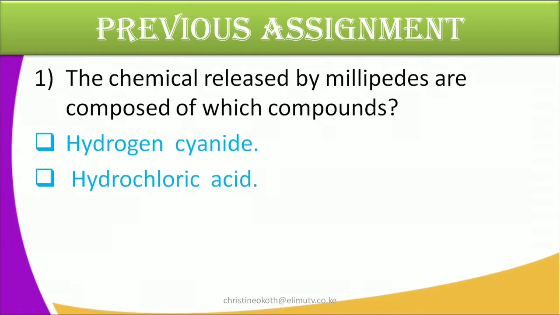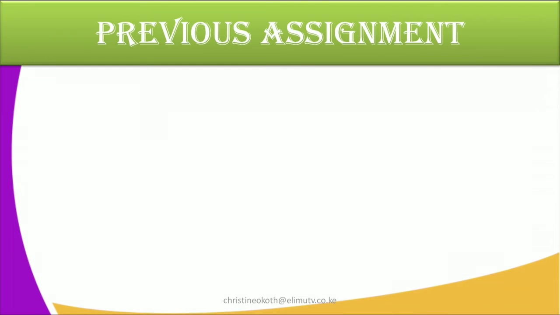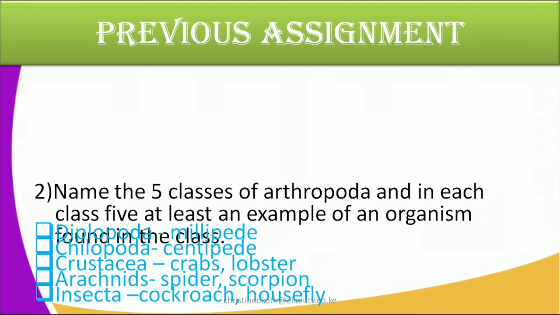Question number 1 was, the chemical released by millipedes are composed of which compounds? And we said in our last lesson that the main compounds which are released by the millipedes, as a defensive mechanism, are either hydrogen cyanide or hydrochloric acid, which have an effect on our skin. They can burn the skin. Then, the next assignment, question number 2.